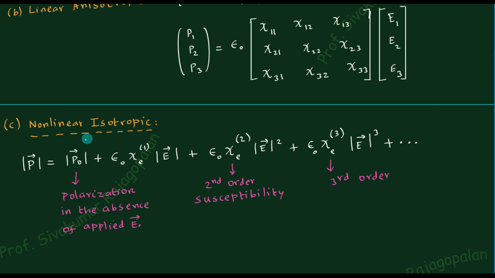Another point is that as long as you consider isotropic dielectric material, each susceptibility will be a scalar quantity. So chi e1 is a scalar, chi e2 is another scalar. This is not power, okay? Chi e2 is a single number. That is known as the second order susceptibility. It's a scalar. And chi e3 is a third order susceptibility. It's a scalar. These are all scalar because we are considering an isotropic material.